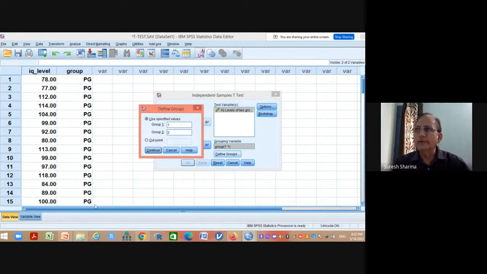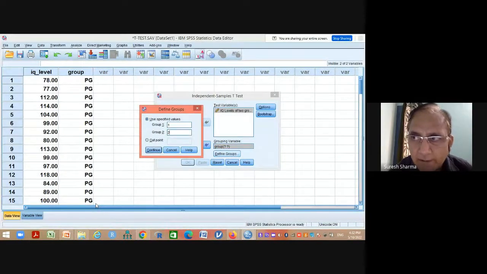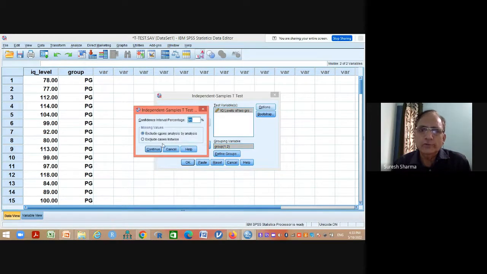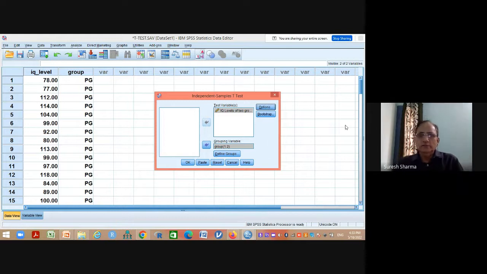But suppose there would have been matric students also. But the t-test will at a time compare two. Let's say I want to compare undergraduate and matric, then they are given group codes as 2 and 3. Then I'll write 2 here and 3 here if I want to compare those. So that's why you have to specify which groups you want to compare. Continue. And then you go to options. In options, you will not have to do anything.